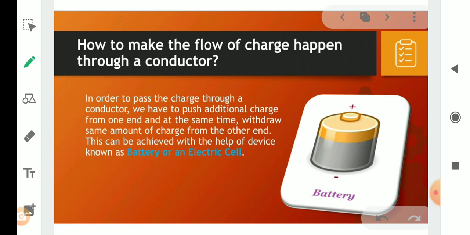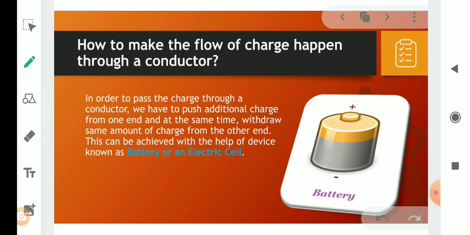Similarly, if you take an example of water, water flows from higher potential to lower potential. Similarly, here current also flows because there is a potential difference. When there is a potential difference in an electric circuit, then the current starts flowing. So today let us study what is this potential, what is potential difference.